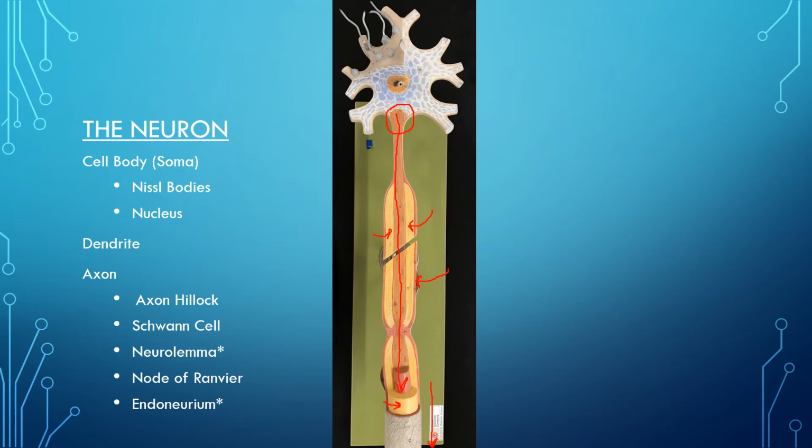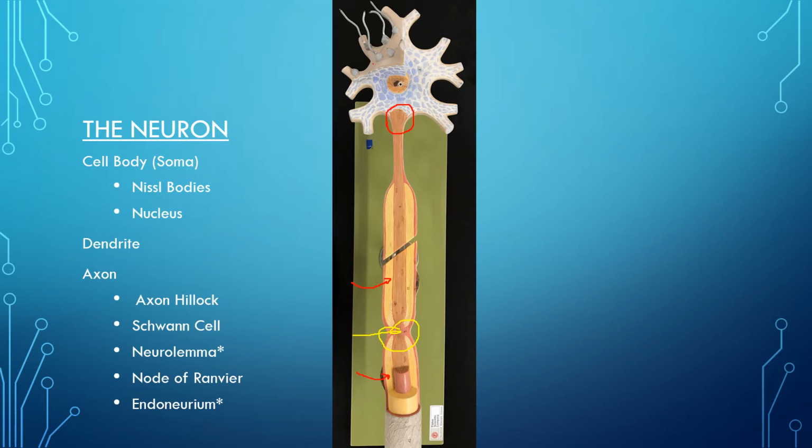So in this particular model, you can see that we have a myelin sheath here, and we have a myelin sheath here as well. So these represent two different Schwann cells. Notice that there's a gap between these cells right here. This is called the node of Ranvier, and it's very important when we consider how signals are transmitted down very long axons.